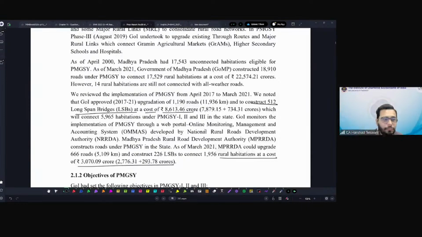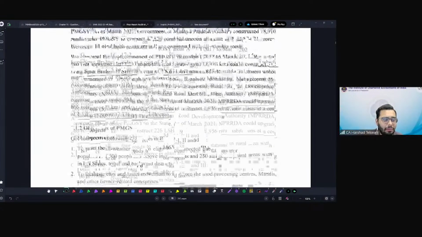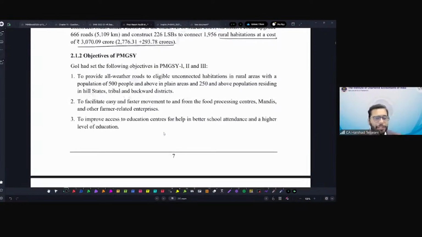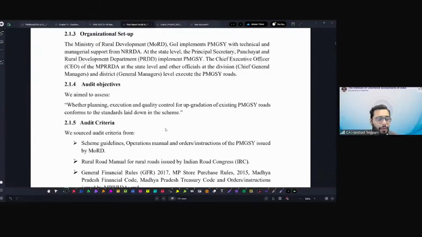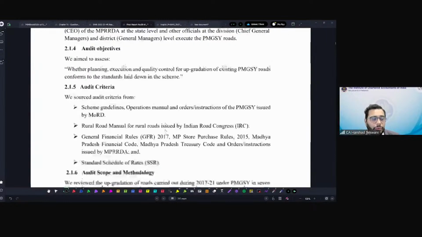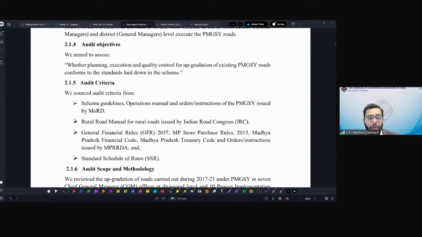Fine. So this is a scheme. What was the objective? Again, part of understanding the scheme is why this scheme was framed, so that we can understand what the objective of the scheme was. Now I will understand the audit criteria, this particular part, very important. Audit criteria.